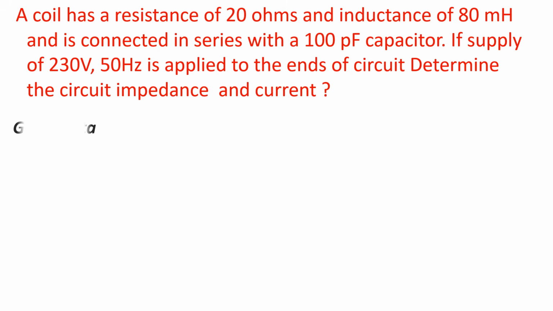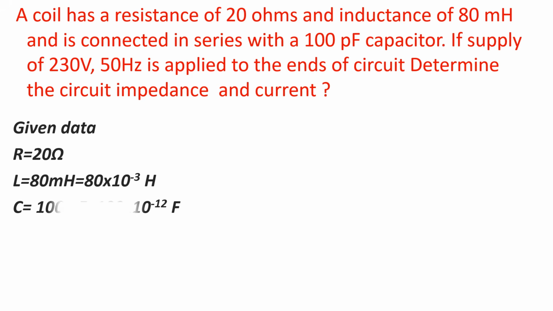Now in the given question, the given data is: resistance is 20 ohms, inductance is 80 millihenries, which is nothing but 80 into 10 power minus 3 henries. Milli means 10 power minus 3. Whereas capacitor C is 100 picofarad. Pico means 10 power minus 12, which equals 100 into 10 power minus 12 farads. Voltage V equals 230 volts and frequency f is 50 Hz.